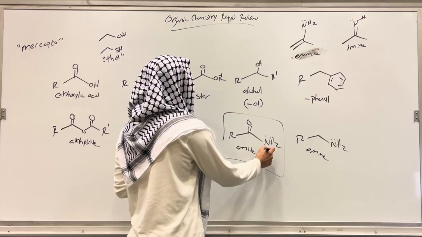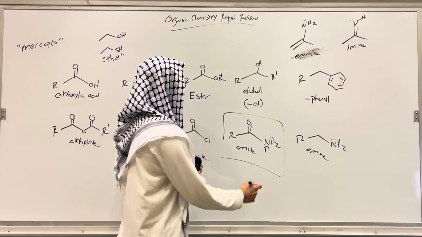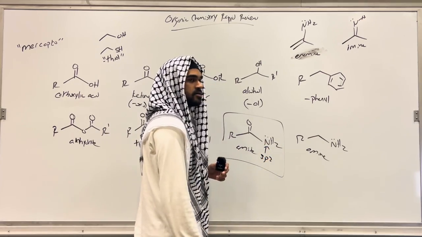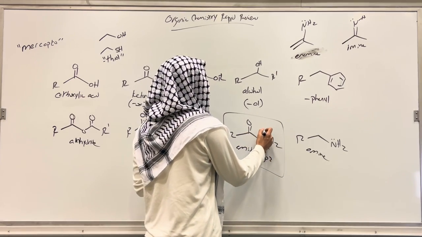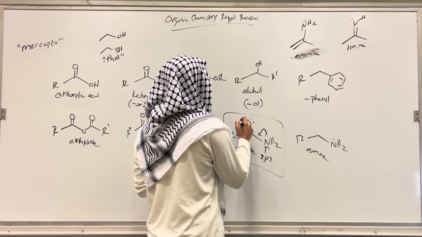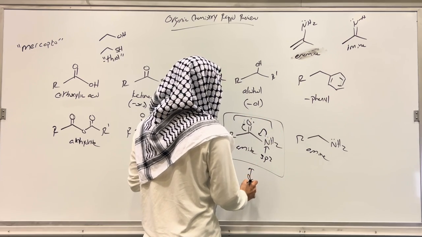What's special about this? What's the hybridization of that nitrogen? sp2. Why? Because it looks like it's sp3. 1, 2, 3, 4. Why isn't it sp3? The lone pair of electrons actually resonates like this.